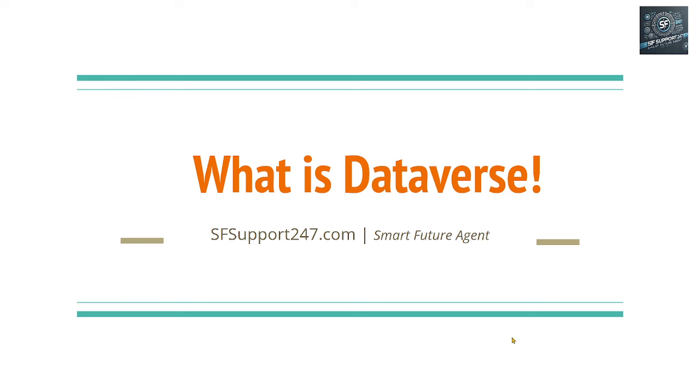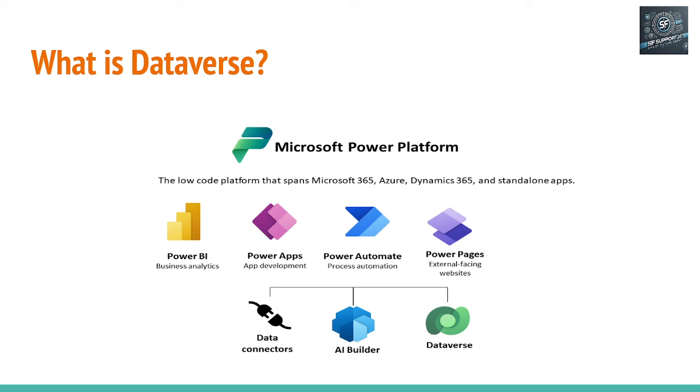Welcome to today's session. We are going to discuss Dataverse. Let's get started. What is Dataverse? We need to understand the big picture. The big picture is Microsoft Power Platform contains broadly four modules and three supporting modules. The four modules are Power BI, Power Apps, Power Automate, Power Pages, and the supporting modules are Data Connectors, AI Builders, and Dataverse. Dataverse is the data storage or database data management layer for all these components.